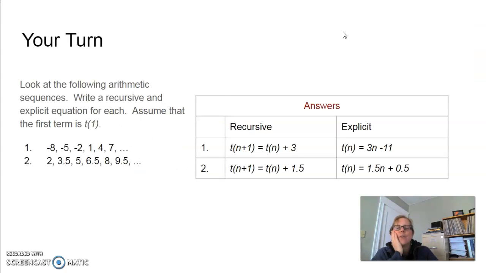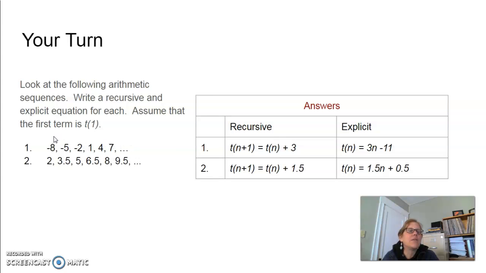Okay, so here are the answers. For number 1, note that it says to assume the first term is t of 1, right? So that means we don't actually have the y-intercept here. You'll see for the explicit equation, we had to figure it out. But I can see that the sequence generator here is 3. So basically, to get the next term, just add 3. So for t of n plus 1, you just take t of n and add 3. In this case, my y-intercept is negative 11.